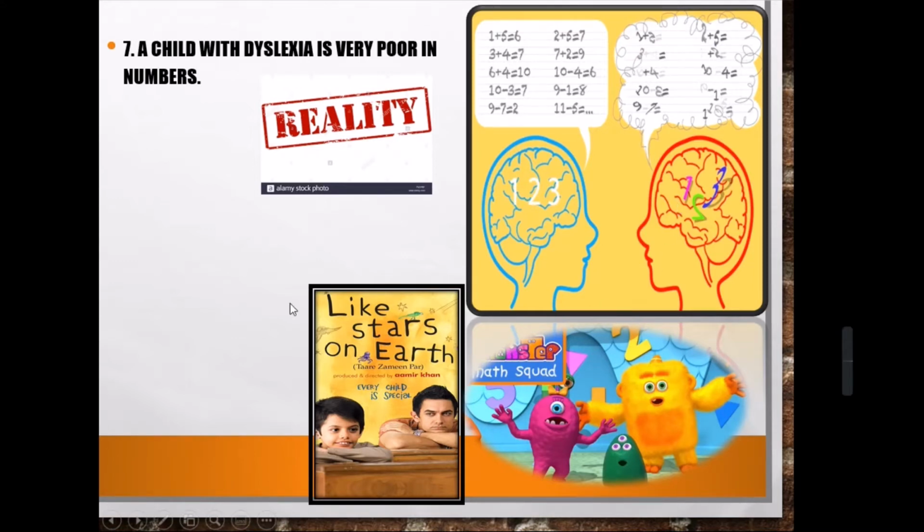But in spite of that, if you just see this movie like Stars on Earth by Aamir Khan and the child here, every child is special. Although he is very poor in numbers, the teacher Aamir Khan found out that he has his own skills in drawing. So I bet you need to watch this.